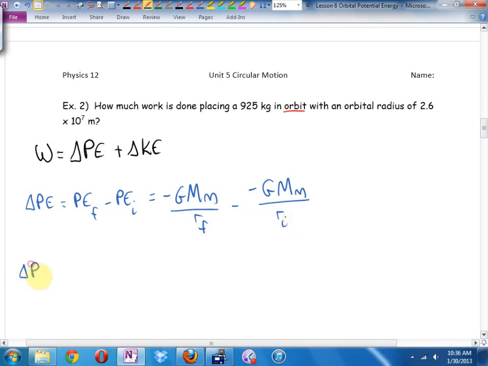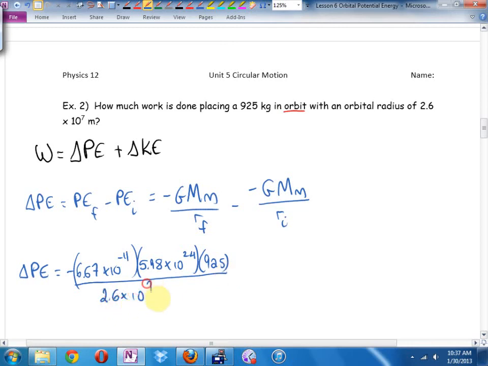The change in potential energy is negative 6.67 times 10 to the negative 11, big M. Are we Earth? Since it doesn't say a different planet, let's assume we're the Earth. 5.98 times 10 to the 24th. Satellite is 925, divided by 2.6 times 10 to the 7th. We don't need to add the radius of the Earth because it specifically told us this was the orbital radius. It didn't say altitude or height.